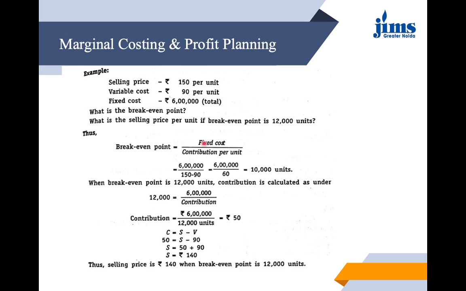We know the formula for break-even point, fixed cost upon the contribution per unit. So we can use that. We can find out contribution per unit by subtracting the variable cost from the selling price, that is 60, and we divide fixed cost by it. We are able to find out that at the break-even point 10,000 units are being produced. So when 12,000 units are being produced, we can calculate the contribution simply.